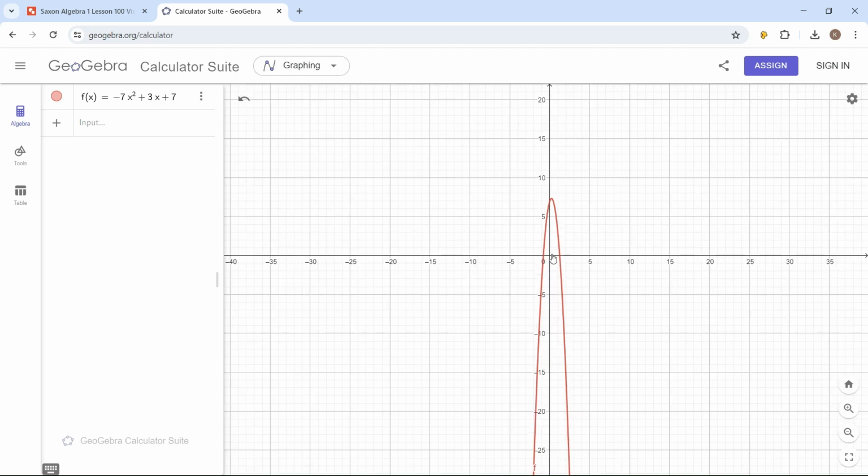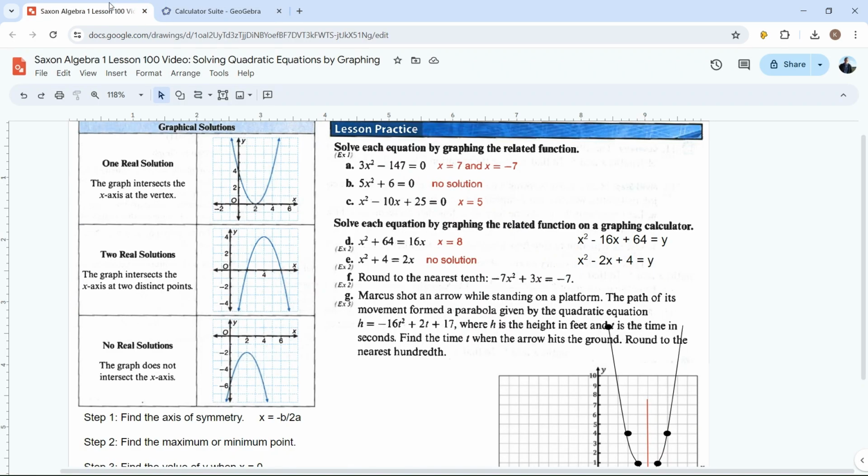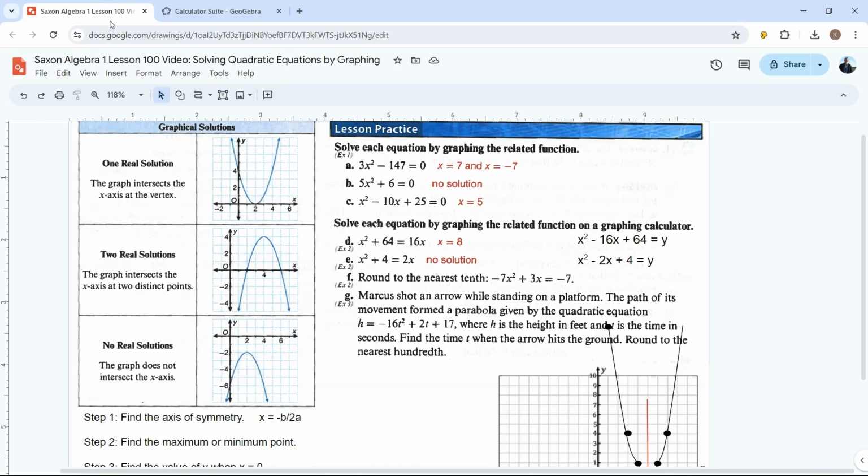Now notice it doesn't cross in very nice places. So if I click here, I find that it's negative 0.808. I think it's going to say to round it to the 100th. So round to the nearest 100th. So we'd say negative 0.81. I have to round up. And then on this side, it's 1.24. Negative 0.81 and 1.24. This is where, hey, 10th. It said 10th. It said 10th the whole time, and I thought it said 100th.